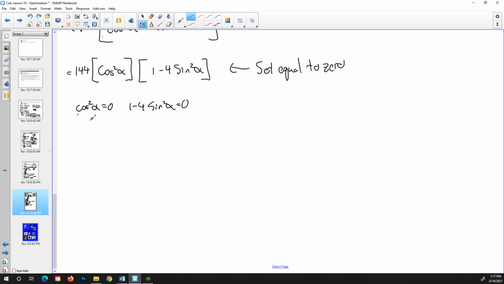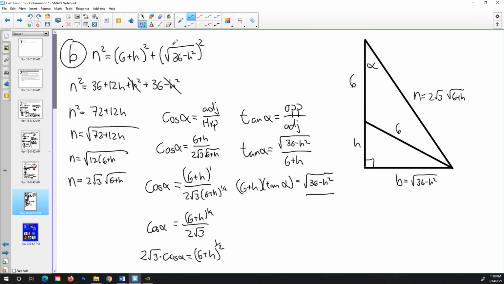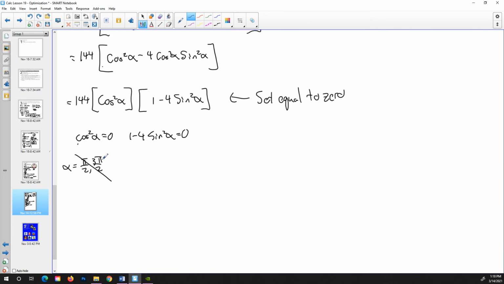All right, so I need to know where cosine squared alpha is equal to 0. Well, cosine is equal to 0 because I take the square root of 0, I get 0. So cosine is equal to 0 at pi over 2 and 3 pi over 2. Now, if we go back up to here, at pi over 2, we'll have a right angle. And at 3 pi over 2, it'll go all the way around. That's going to be far too big, so we've got to throw these two out. They don't make sense.